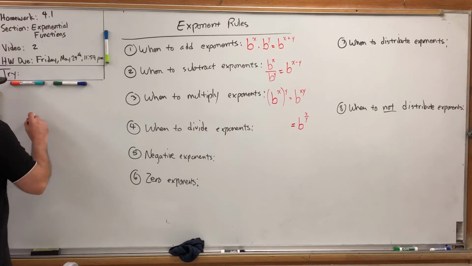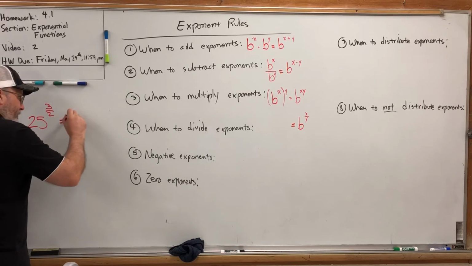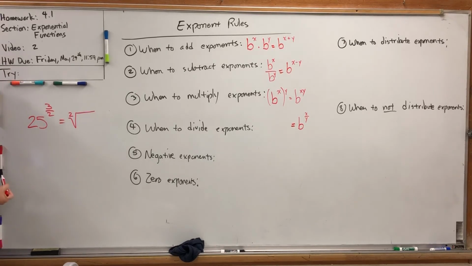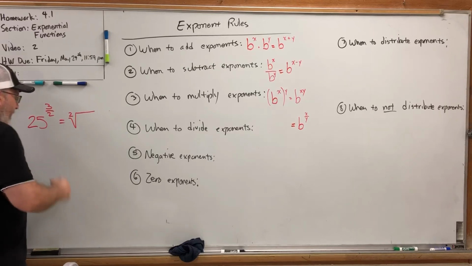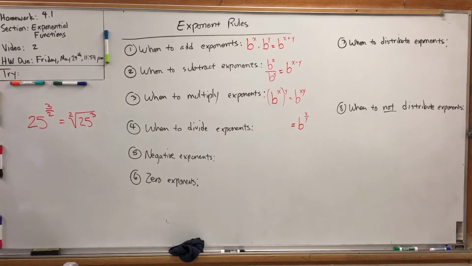Let's say you have 25 to the 3/2 power. What does this actually mean? Well, without spending a whole lot of time developing how to attack this, I'll just tell you. When you raise something to a fraction power, the bottom of the fraction, the denominator, serves as an index on a radical. So in this case, a 2 would mean a square root. And the numerator actually serves as a power. So you could say the square root of 25 to the 3rd power.